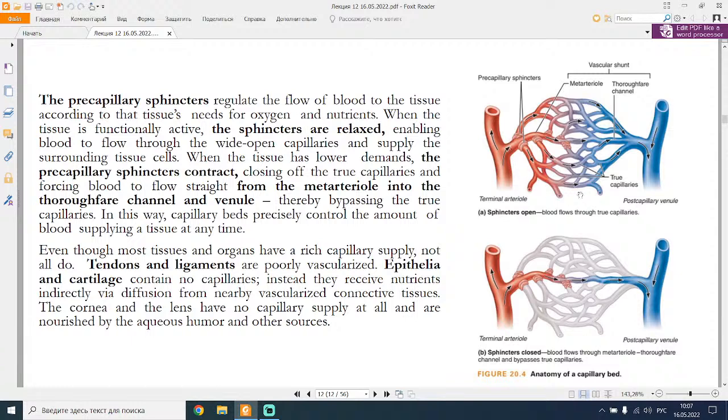You see, when a sphincter is open, blood flows through the true capillaries. Here, you see, the sphincter is closed, and blood flows through the meta-arteriole and thoroughfare channel and bypasses the true capillaries.